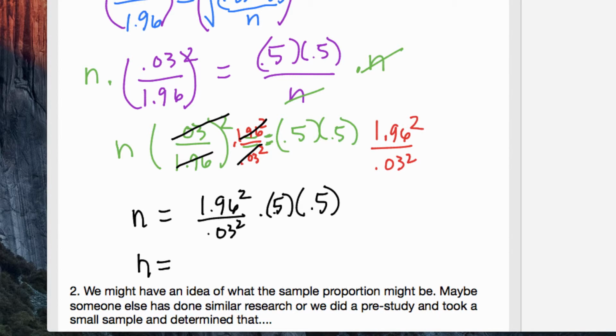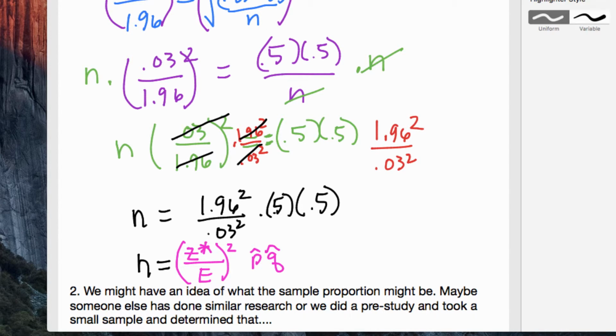Let's go. We had a z star, that was the 1.96, and that number is squared, as well as the 0.03, that was our error. And then what was 0.5 and 0.5? Well, that was our p hat and our q hat. So I just went back and replaced those numbers with the symbols.